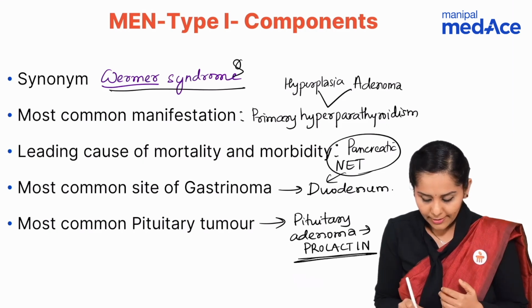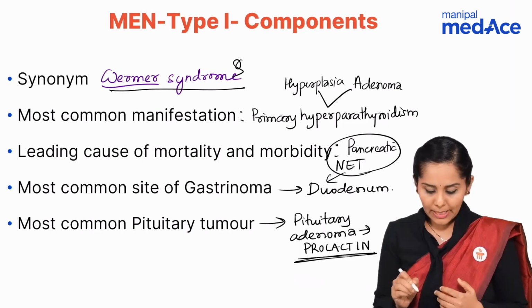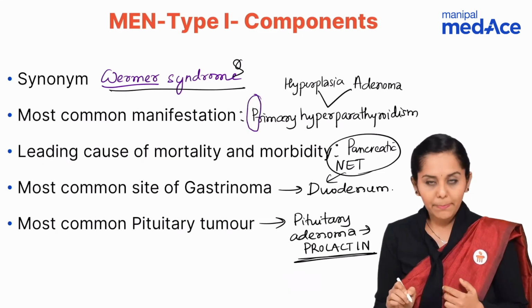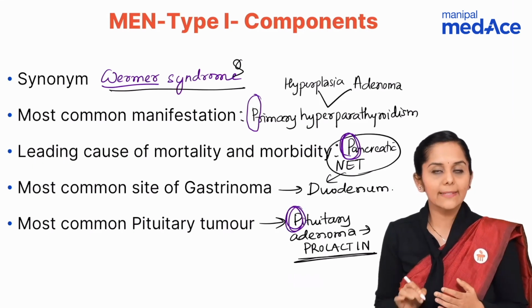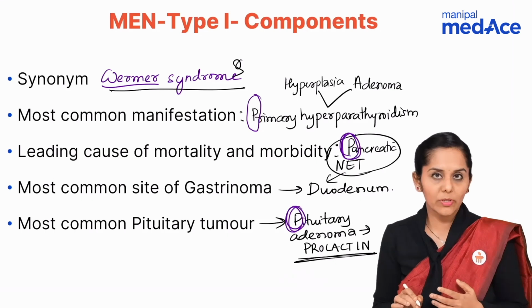So they are prolactinomas. Now if you look at 3 P's here, so the MEN1 is associated with primary hyperparathyroidism, there is pancreatic neuroendocrine tumor, and there is pituitary adenoma. So this is 3 P's for MEN1 syndrome. You need to remember this.